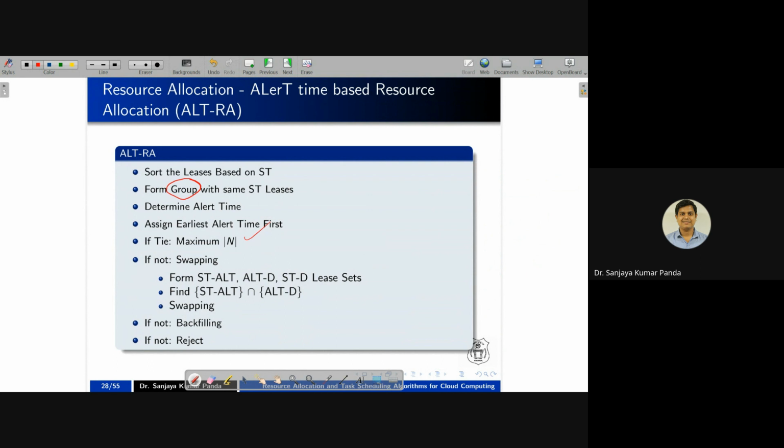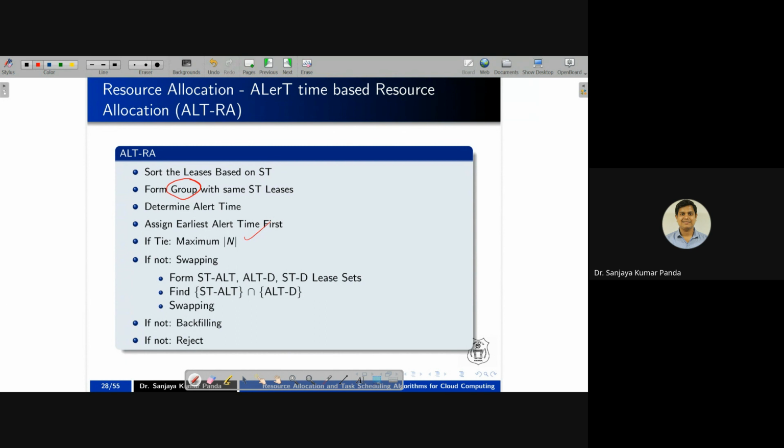If after that also it is not possible, then you have to apply the process of swapping. You assign the leases, and if there is any conflict, you have to apply the process of swapping. In the previous case I was saying rescheduling; here I am saying it is the process of swapping. So in swapping, what will you do?